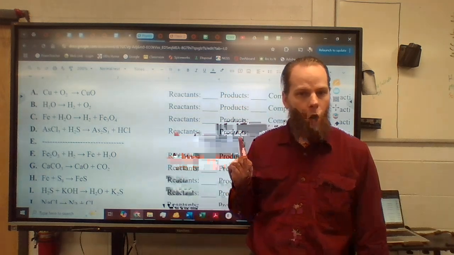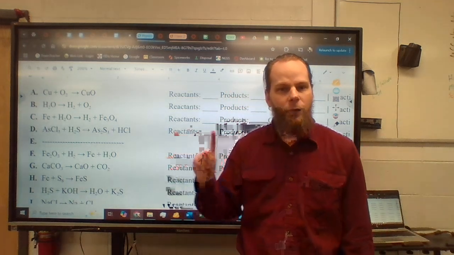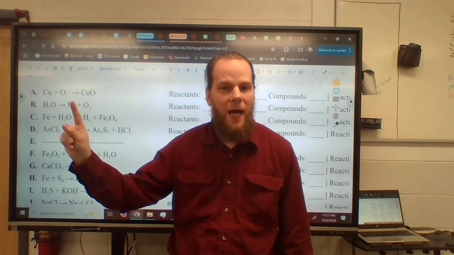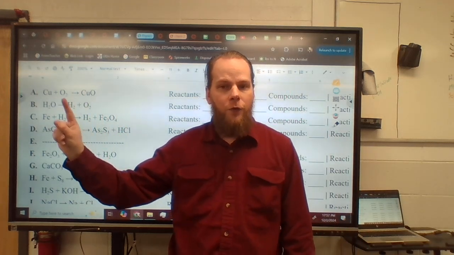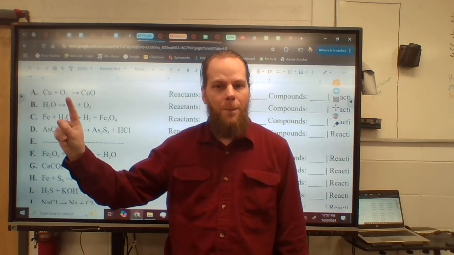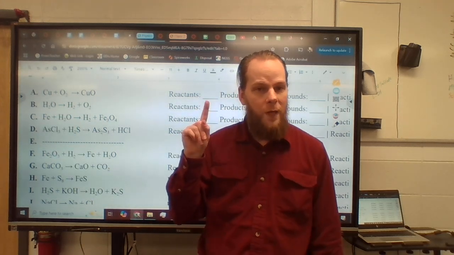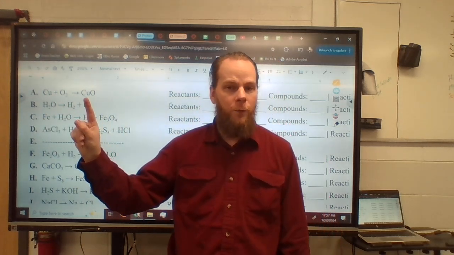Some of these formulas are reactants. Some of them are products. The way you tell the difference between the reactants and the products is which side of the arrow it's on. So there are 2 formulas behind the arrow, so there are 2 reactants. There is 1 formula the arrow is pointing at, so there is 1 product.